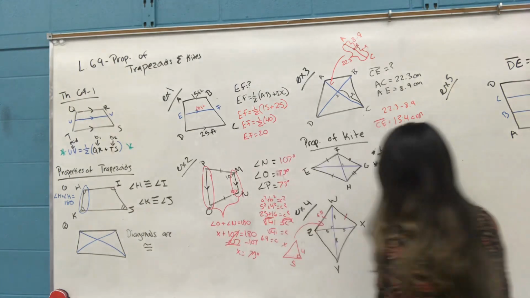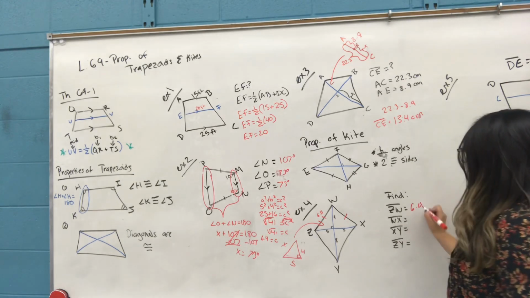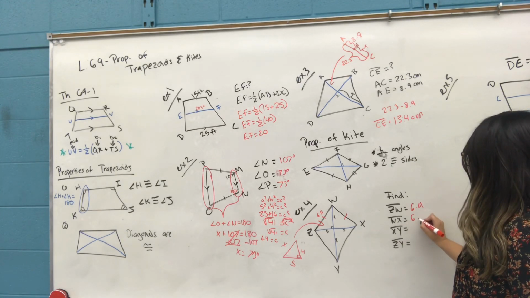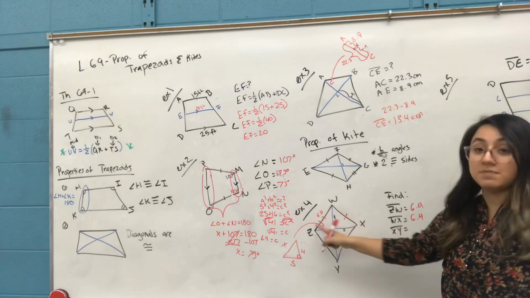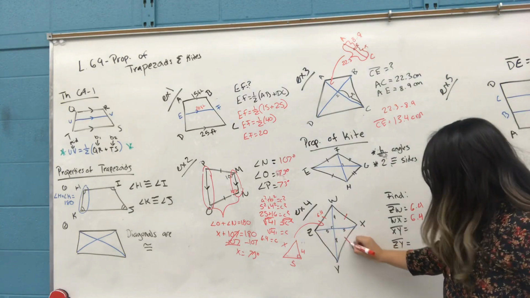So if ZW is 6.4, that means WX is also 6.4. And that's the two top sections. Now let's look at the bottom one here.